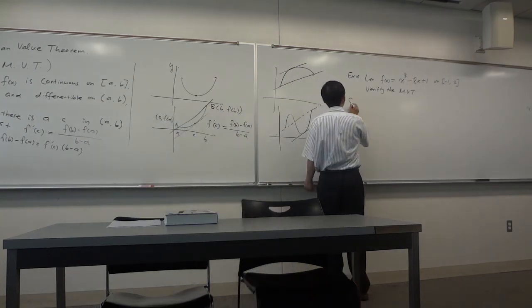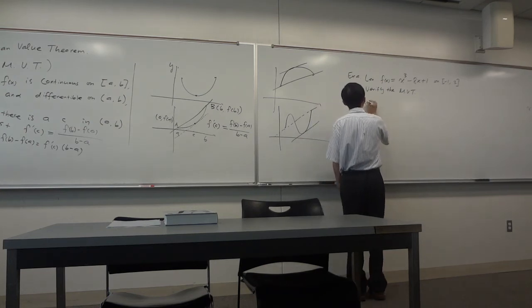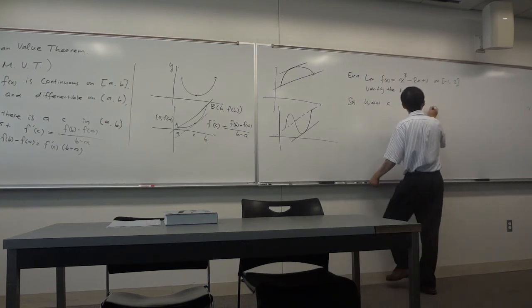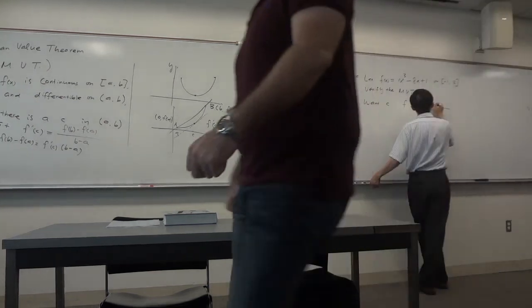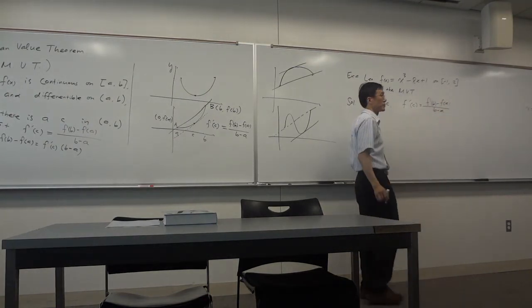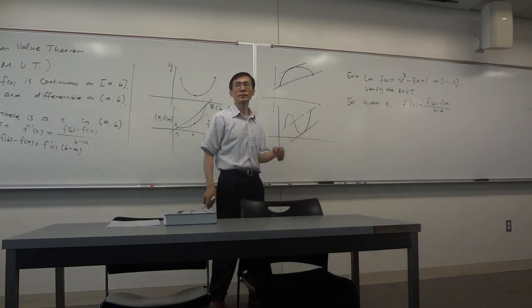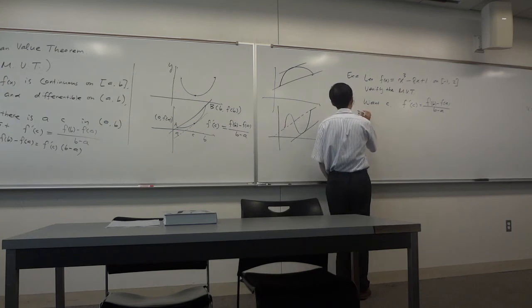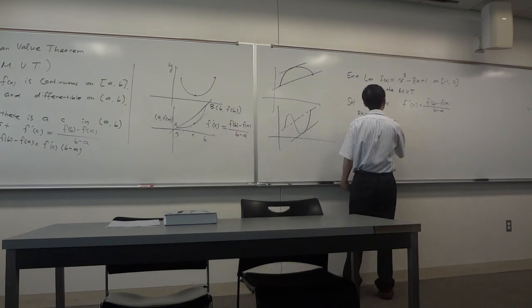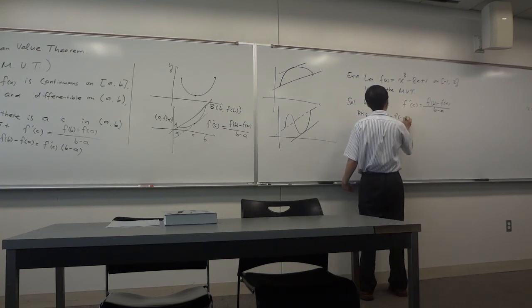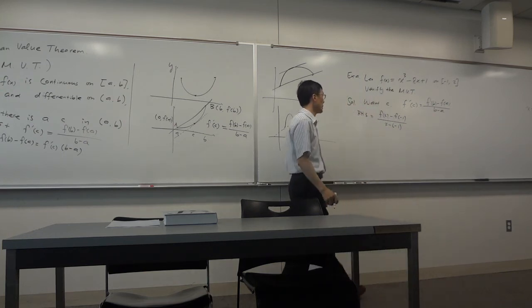So, what do we do here? We want to see such that f prime c equals f(b) minus f(a) over b minus a, right? So let's just work out the algebra. Right hand side should be equal to, what is that, f(2) minus f(minus 1) divided by 2 minus minus 1, right?